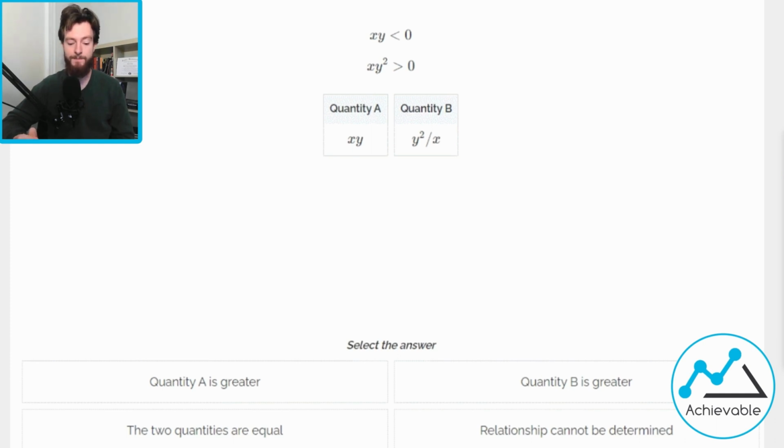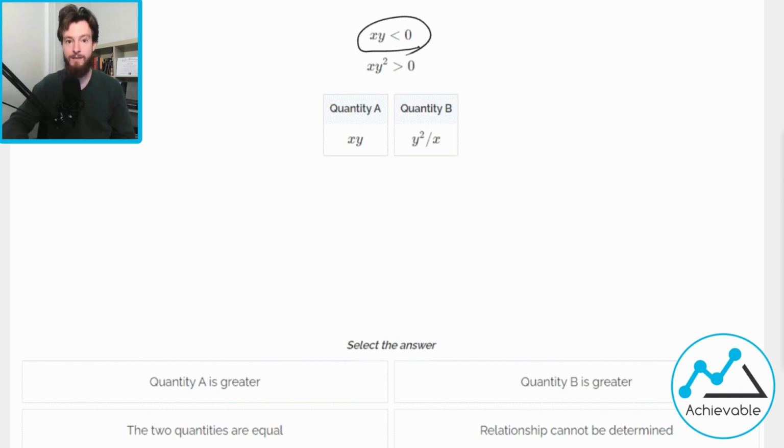Well, anytime you see a value that is above or below 0, it really just means it's positive or negative. So xy being less than 0 is just xy being negative, and x times y squared being greater than 0 is just x times y squared being positive.